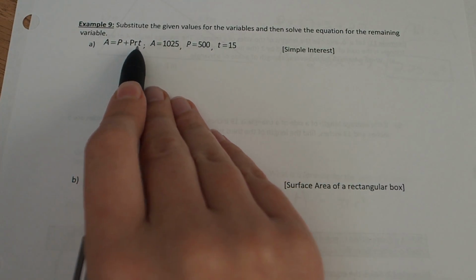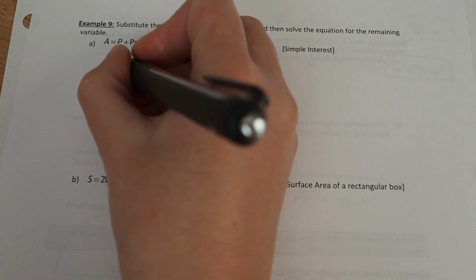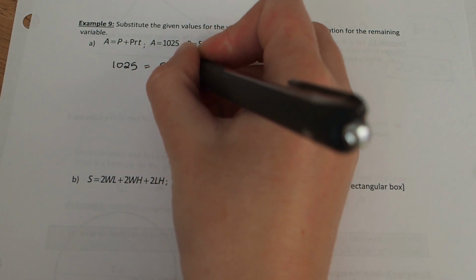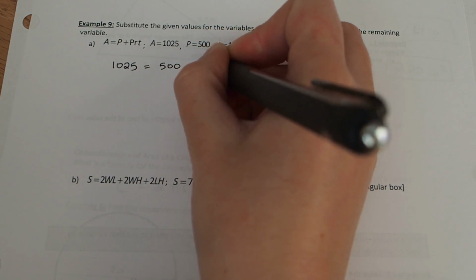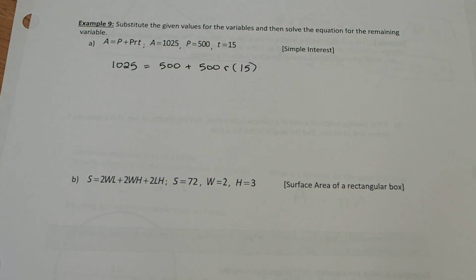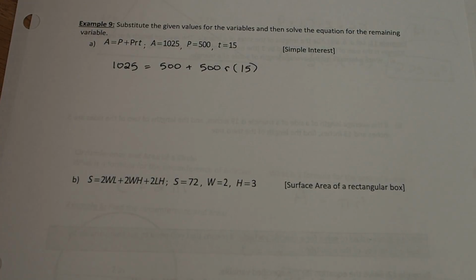So I have A, P, and t. I don't have r. It looks like I'm solving for r here. So A is 1025 equals P, which is 500, plus P, which is 500 again, times r, times t, which is 15. Okay, so I want to simplify this and solve.